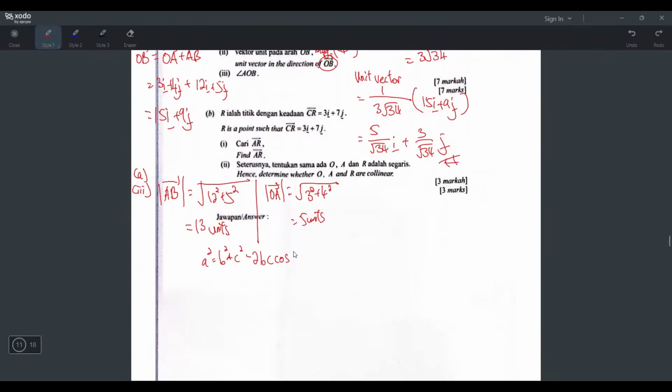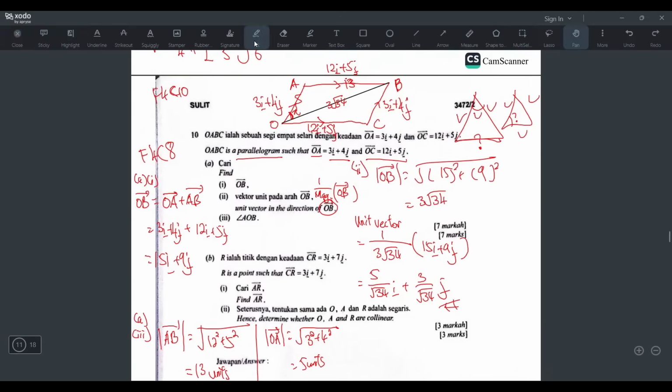This is the formula you learn in Form 4 chapter 10. If you write B and C the other way around, no problem. But the most important thing is the A, don't get it wrong, because if the A is wrong, then the whole thing is wrong. So how to know the A? There's one method: look at the opposite angle. If your angle is here, then the A will be here. So your small a will always be opposite the angle.